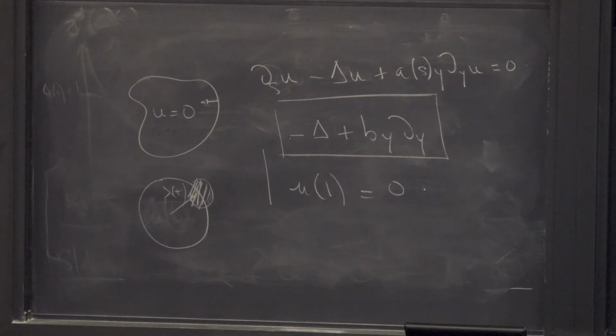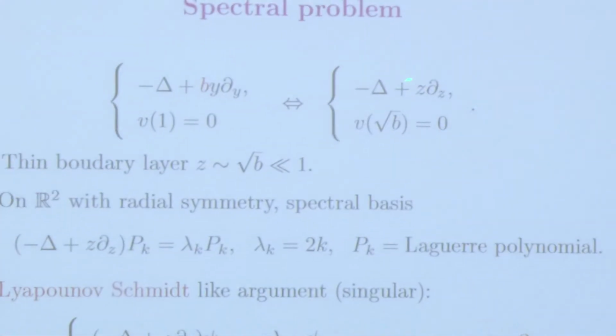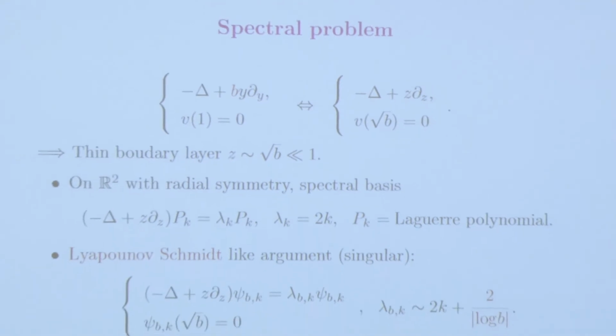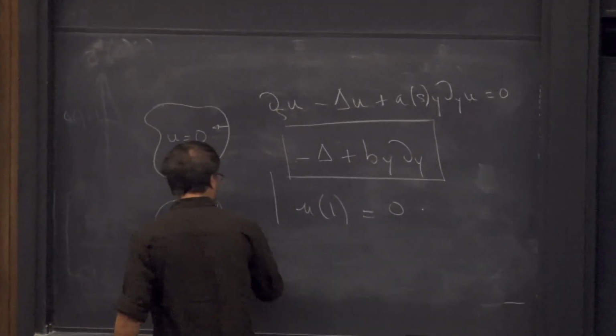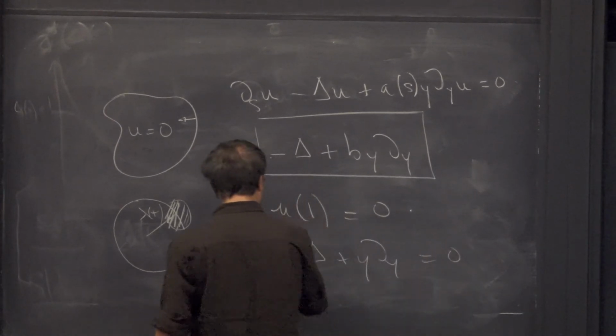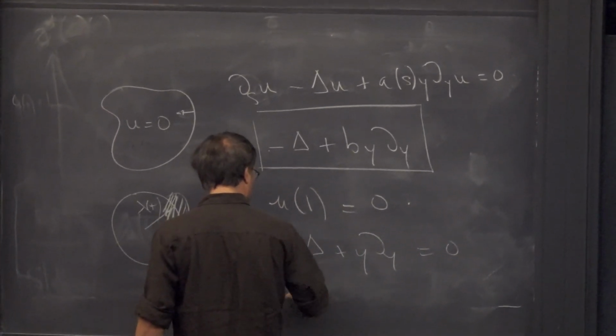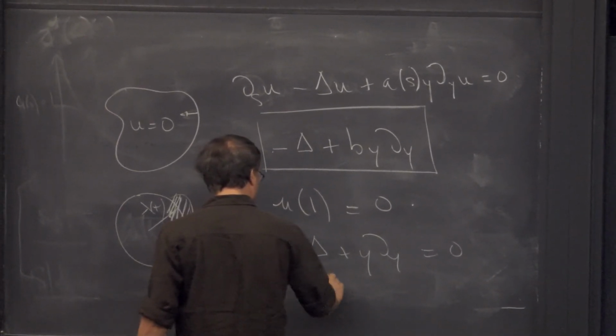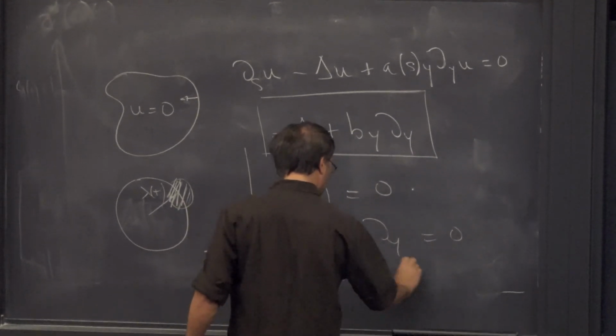Okay, and I'm trying to understand what this operator looks like and how I should understand it. Well, what I can do is renormalize it, so I can put the b to be of size 1. I'm just zooming, and then I can map this just by rescaling. I map this to minus Laplace plus y dy. But I give myself a boundary condition not at 1, but at square root of b. That's the way it shows up.